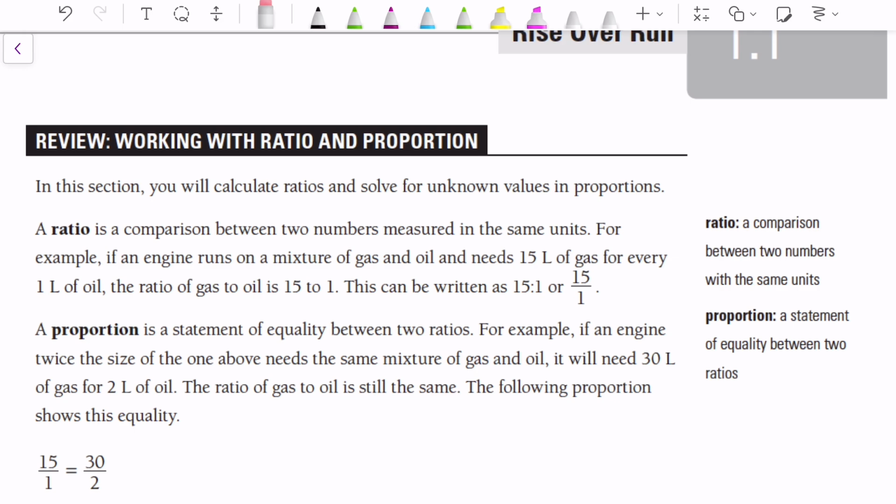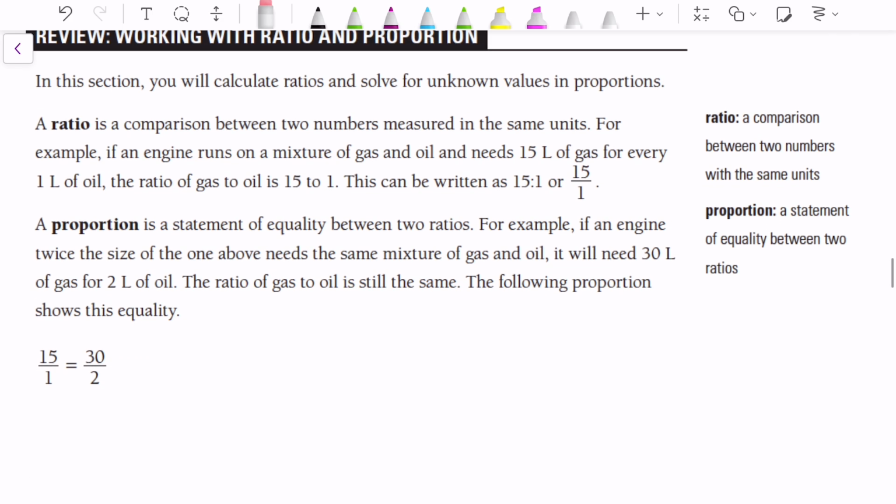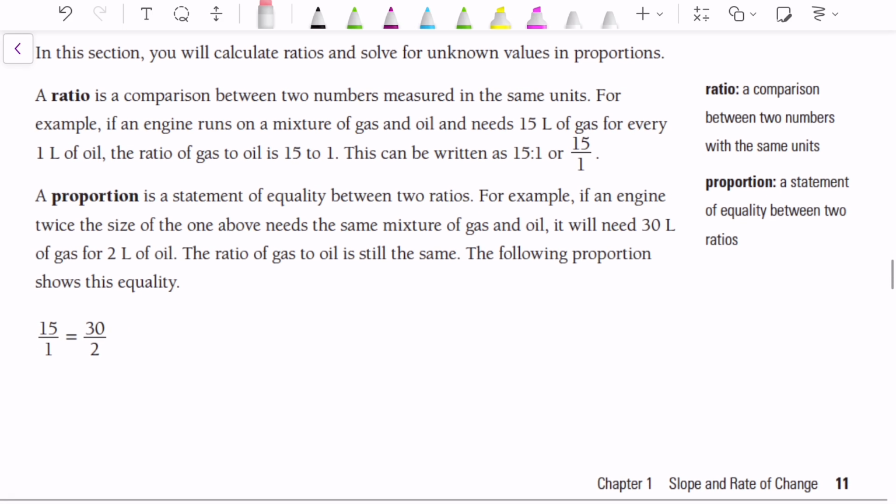And we need to know what the difference between a ratio and a proportion is. A ratio is a comparison between two numbers measured in the same units. For example, if an engine runs on a mixture of gas and oil and needs 15 liters of gas for every 1 liter of oil, the ratio of gas to oil is 15 to 1. It can also be written as 15 to 1 with a colon in the middle, or 15 over 1 as a fraction. A proportion is a statement of equality between two ratios.